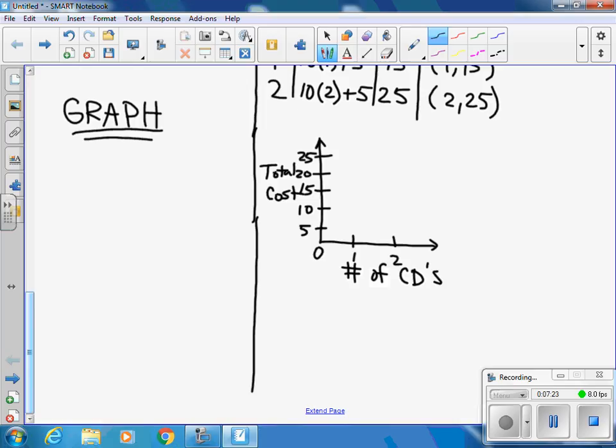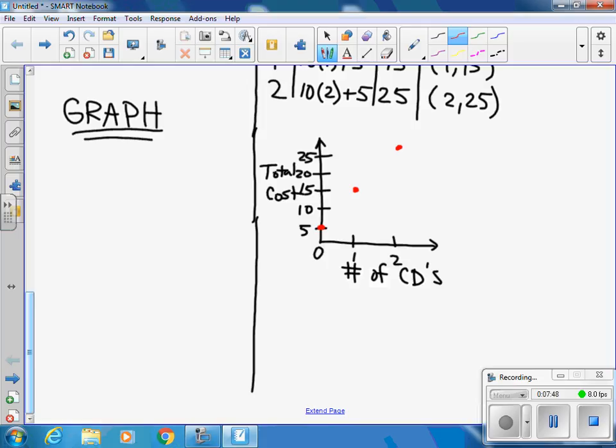So once you have your graph set up, now you're ready to plot your points. And when we plot our points, that's going to be our graph representation of this whole problem. Right? So the first ordered pair is (0, 5). So you go straight up from 0 to the 5 and you put your dot. Okay, then the next one, with 1 CD, it costs $15, so you go over to 1 and up to 15. And at 2 CDs, it costs $25, so you go over to 2 and up to 25.